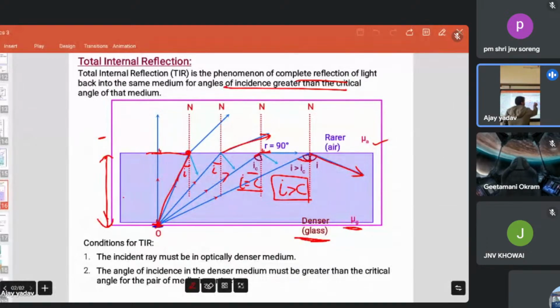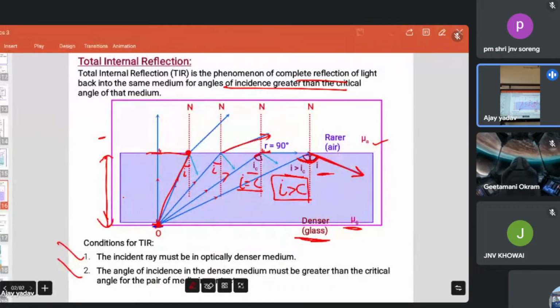So this surface acts as a mirror, and this is a reflection. So this angle will also be equal to the angle of incidence, because of the law of reflection. What is the law of reflection? The angle of incidence and the angle of reflection are both equal. So both these angles are equal to angle i, the angle of incidence.